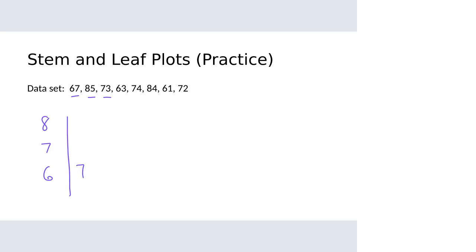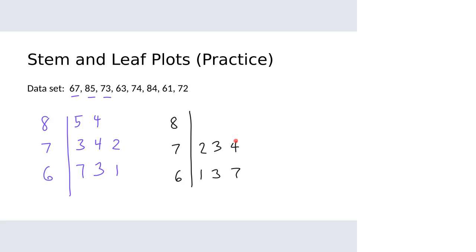I have 67, 85, 73, 63, 74, 84, 61, and 72. And I have 1, 2, 3, 4, 5, 6, 7, 8 data points, and that's how many I have. Now I want to refine this stem and leaf plot so that it goes from least to greatest. And in my 60s, that's 61, 63, 67, 72, 73, 74, and 84, 85. And here's my refined stem and leaf plot.